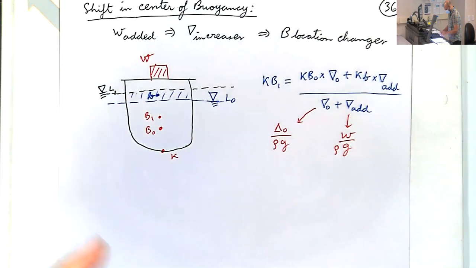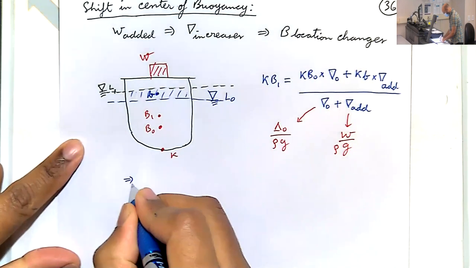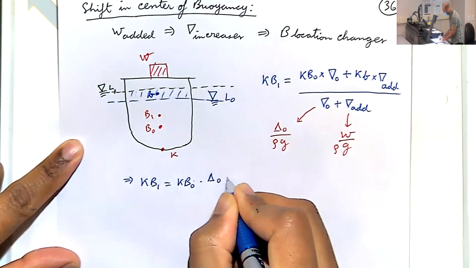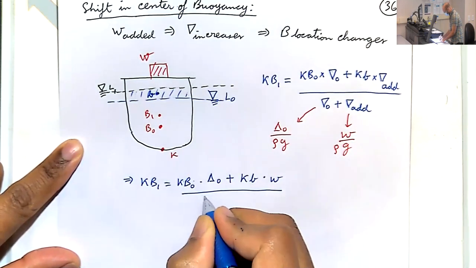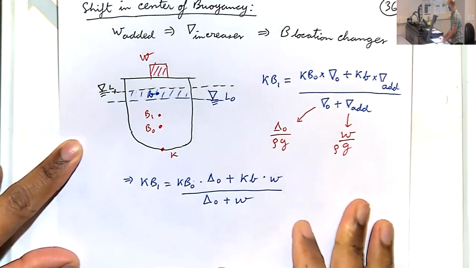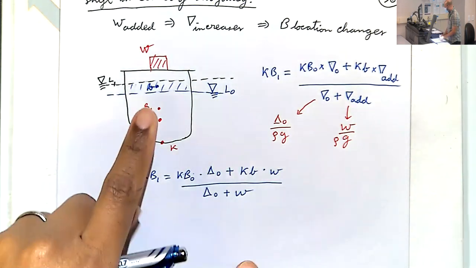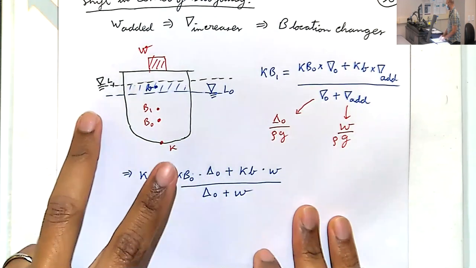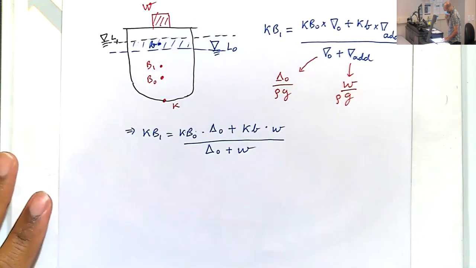When we put all of this in here, you will end up with KB1 is KB0 times delta 0 plus K little b W. Of course, you have to know what the little b position is, and for that, we need to do integration. If it's a perfect rectangular cross section, then that's easy to compute. No integration needed.